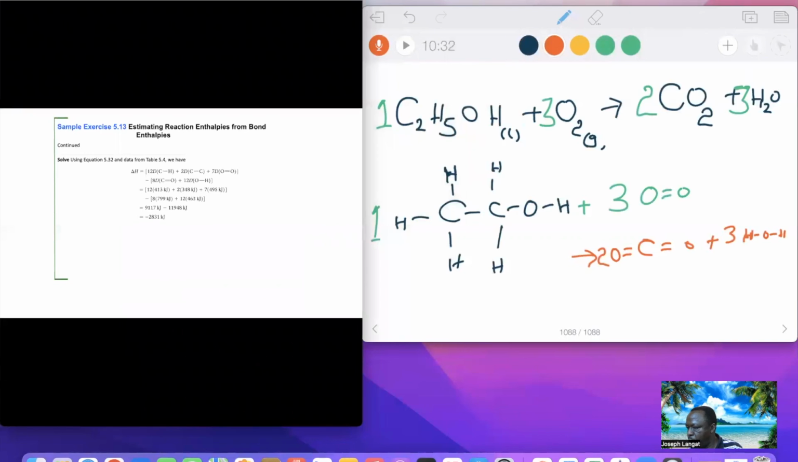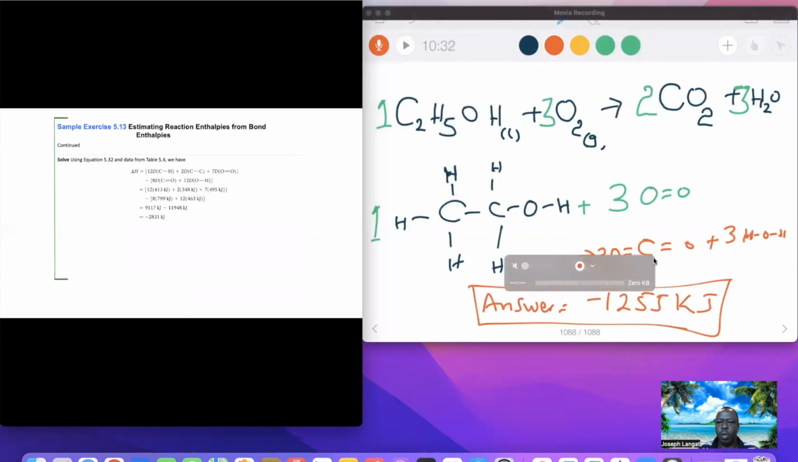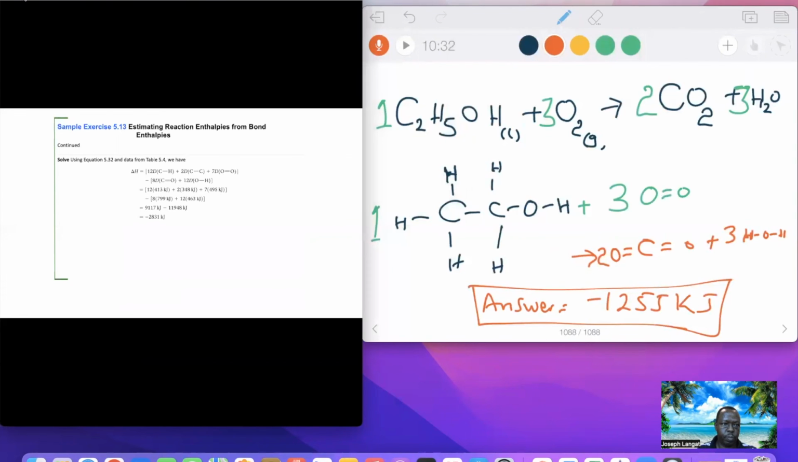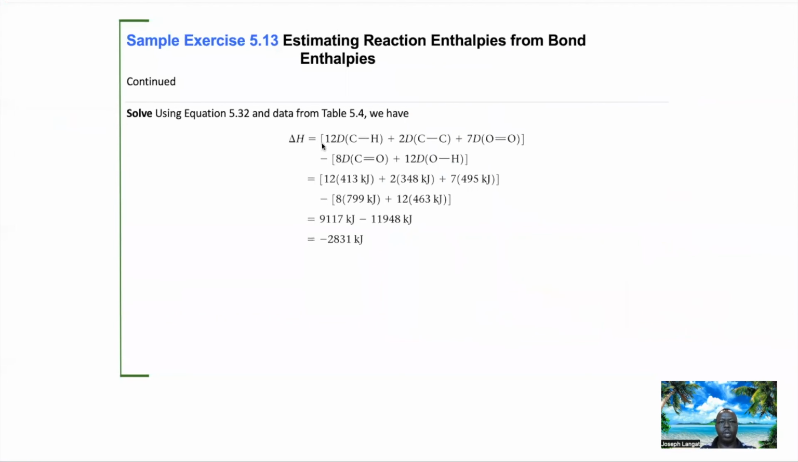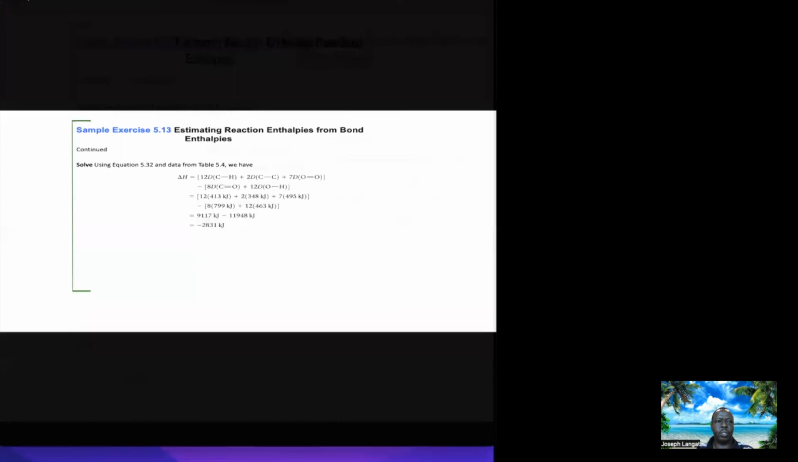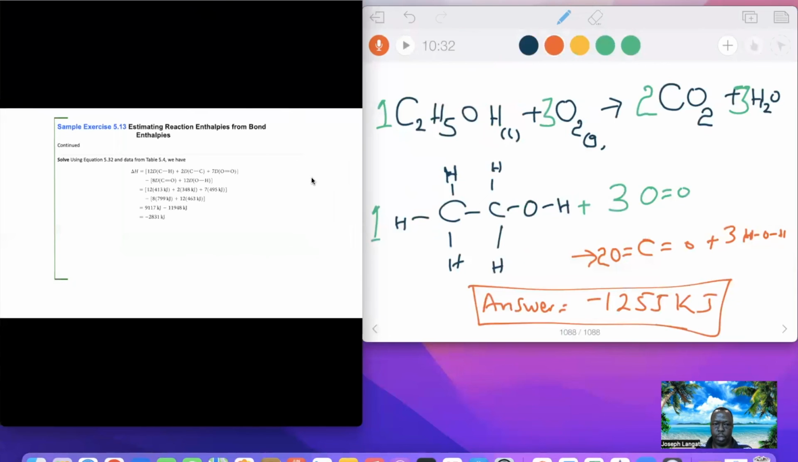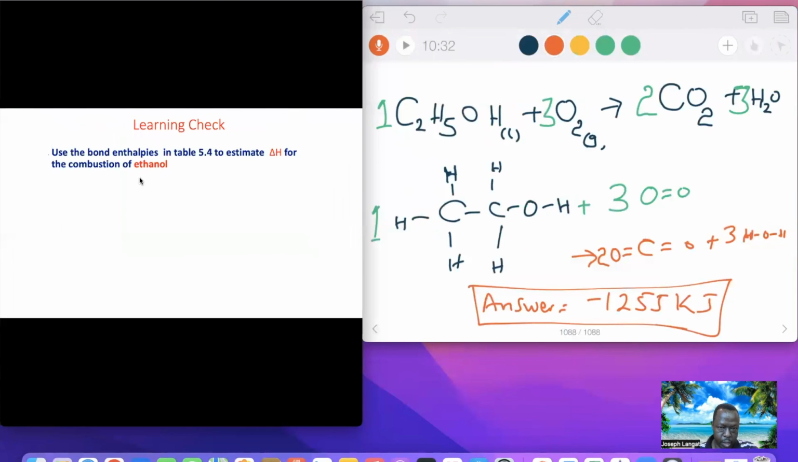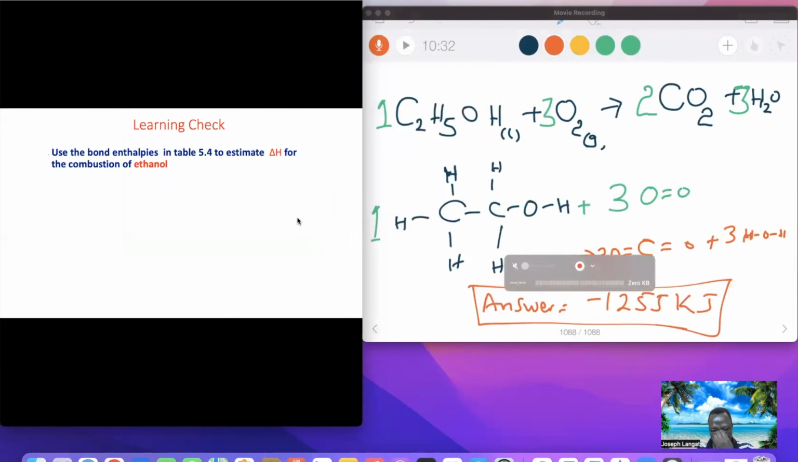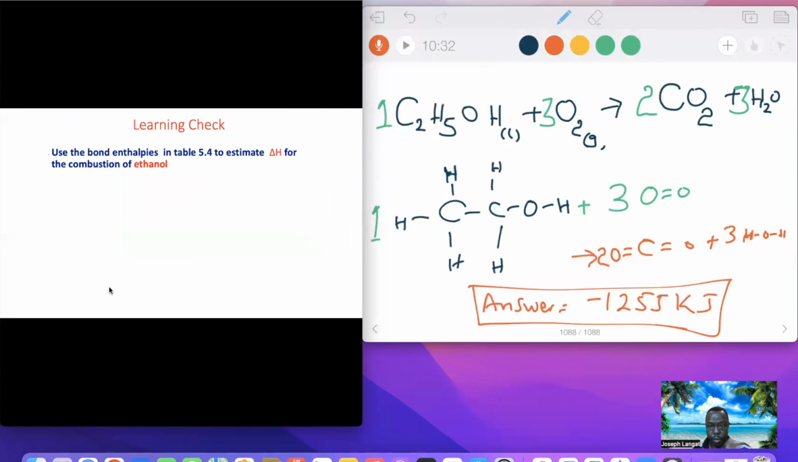This is an answer, try on your own. The answer for this is negative 1255 kilojoules. Try that. It's the same thing. Using this approach, use the same approach in determining the enthalpy of combustion of what? Ethanol. This is ethanol. And I've shown you the structure. I've given you the structural formulas for the reagent.